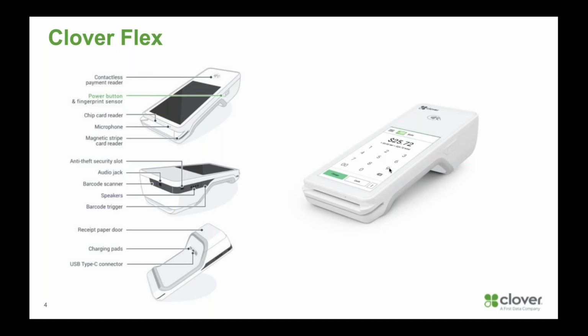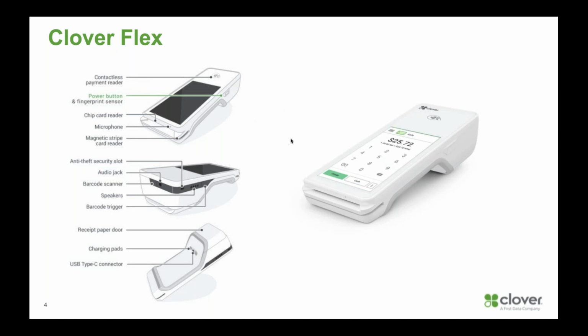This will be our mobile unit, more of a handheld device. It does have your card readers built into the device. You have your chip card reader. You also have a receipt printer built into this device. And of course, Apple Pay and Google Pay capability, or I should say NFC, accepts those types of payments. On the other side, where it's kind of hidden, you do have a barcode scanner built into this device as well.